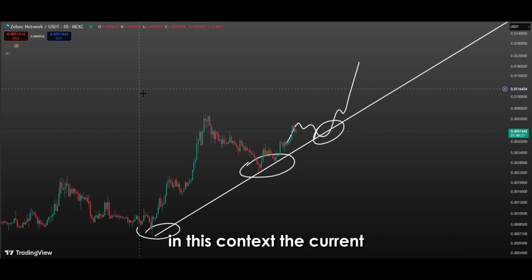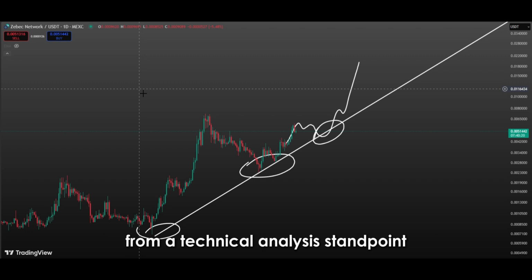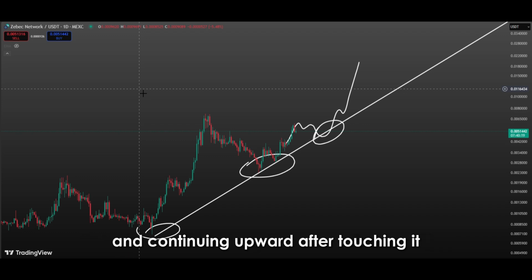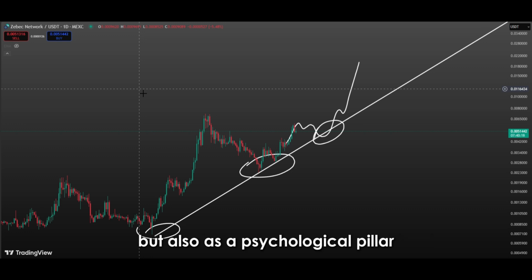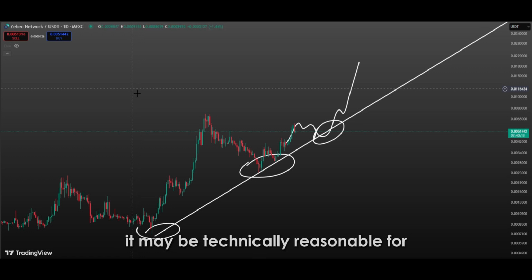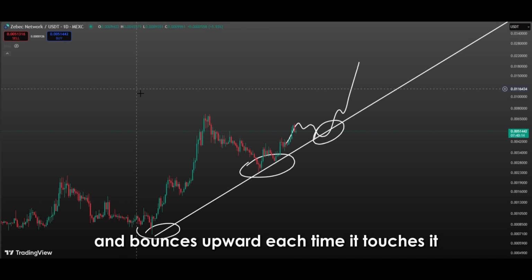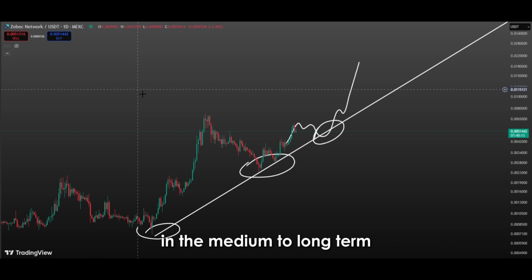In this context, the current price action is generating very positive signals from a technical analysis standpoint. The price moving along the ascending trend line and continuing upward after touching it serves not only as a technical support level, but also as a psychological pillar that boosts investor confidence. As long as this structure remains intact, it may be technically reasonable for investors to maintain their long positions and continue with buy-side strategies. If the price continues to respect this ascending trend line and bounces upward each time it touches it, this may be a sign of stronger upward movements in the medium to long term.